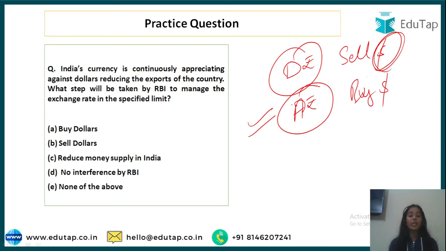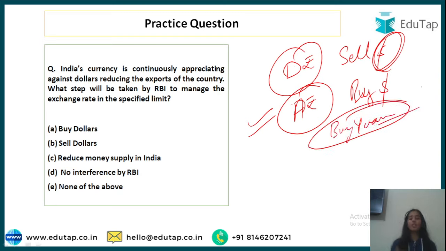Like if rupees is appreciating against yuan, so you need to buy yuan. The RBI will need to buy yuan. So whichever currency it is appreciating or depreciating against. So now I hope you have understood the concept.